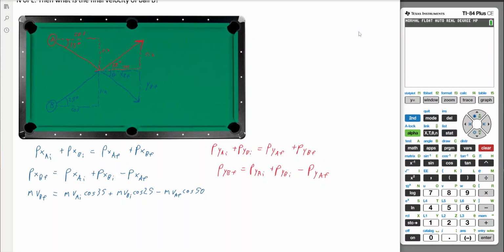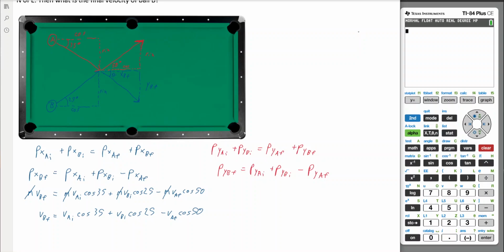Okay, now what you can see is that there's actually an m in all locations. So the m's can actually cross out already. And so we're going to be left with VBF equals VAI cos 35 plus VBI cos 25 minus VAF cos 50.